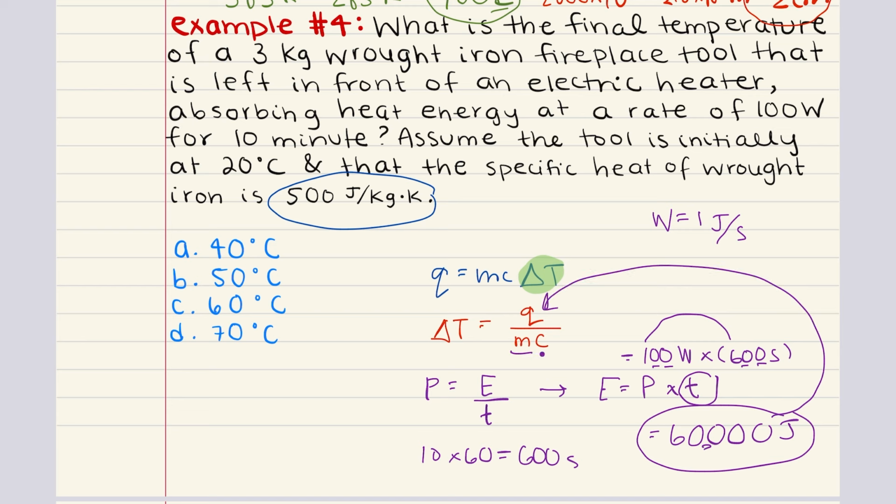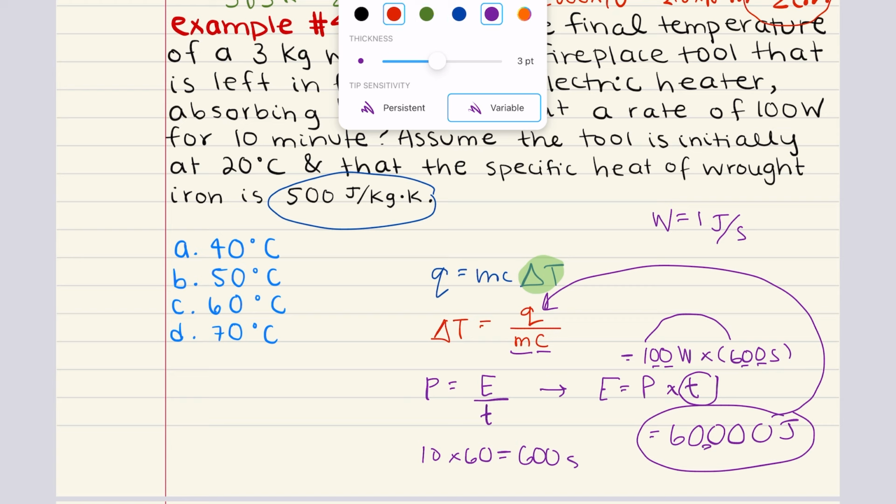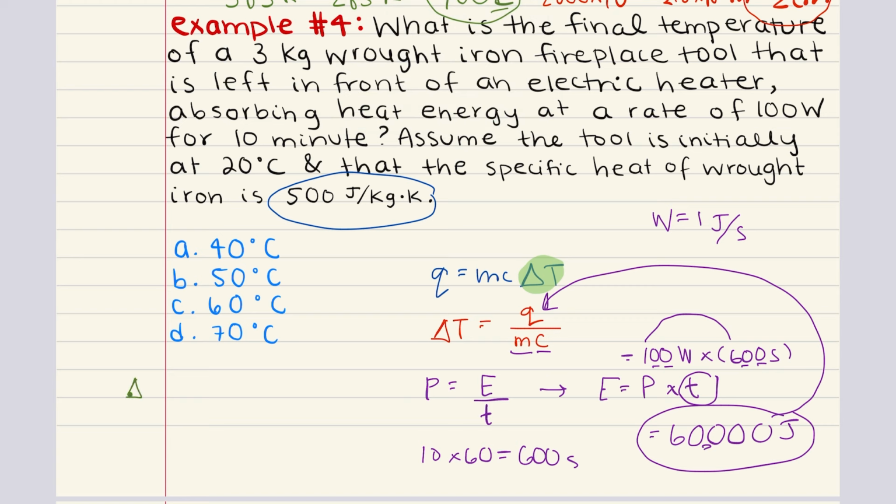We're given the mass, we're given the specific heat capacity. We can easily calculate this. Delta T is equal to 60,000 joules divided by the mass, which is equal to 3 kilograms, multiplied by the specific heat capacity, which is equal to 500 joules per kilogram per Kelvin. Now, let's multiply the denominator. 3 times 500, that's equal to 1,500. So what we have is 60,000 divided by 1,500.